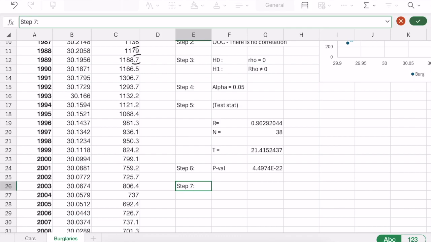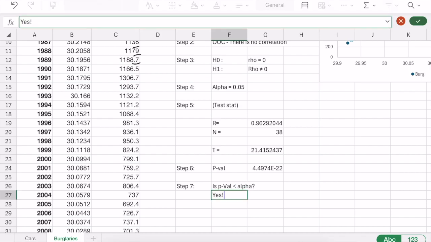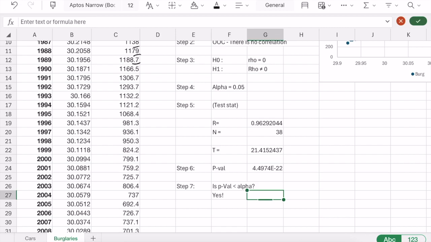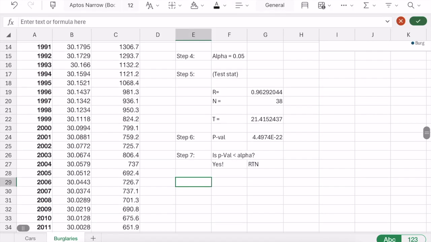Step 7 is: is the p-value less than alpha? Okay, let's check. Is p-value less than alpha? Answer, yes, it is. Reject the null hypothesis. There's no way there's not a correlation. Those are definitely statistically correlated.